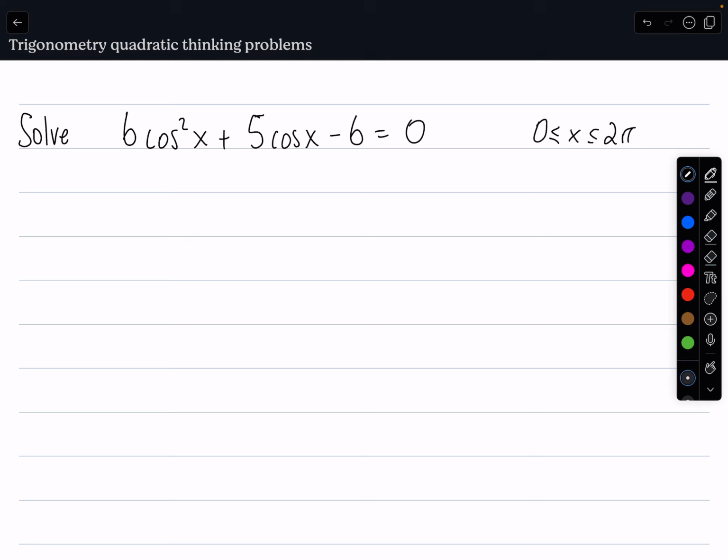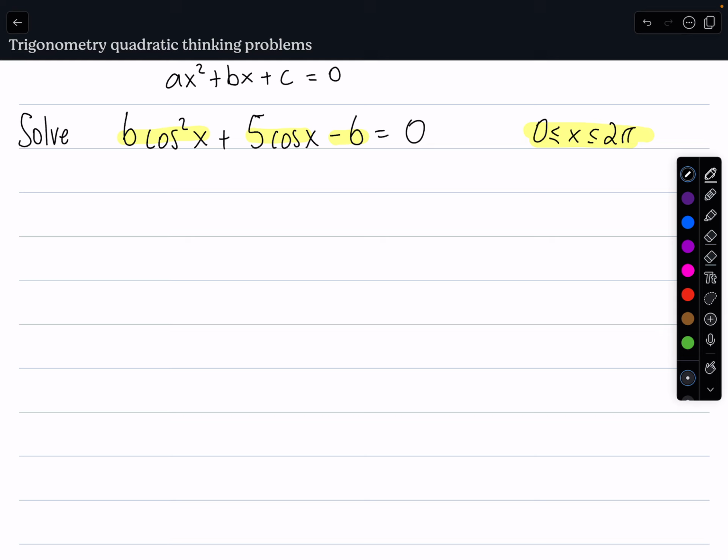So this question says, solve this equation on the interval from 0 to 2 pi. So one of the things you want to look at when you're solving this type of equation is to recognize that this is in the same pattern as a quadratic equation. For those of you who don't remember, a quadratic equation follows the format ax squared plus bx plus c equals 0. This looks like that, but instead we're using cos squared x and 5 cos x, okay?